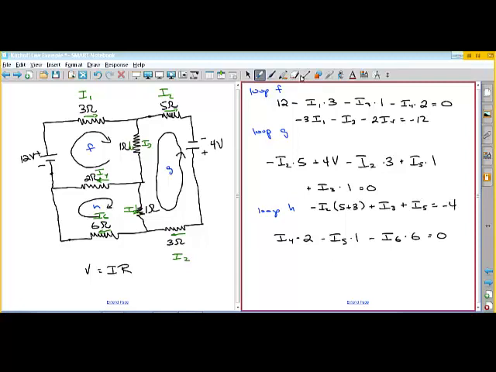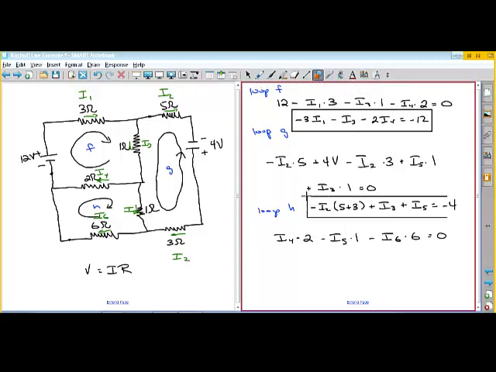Okay, so let me draw some boxes around these things. Got that, got that. And then we have this one. So we have 4, 5, and 6. And we have no voltage because there's no battery in that loop. So we have 2I4 minus 1I5 minus 6I6 is equal to 0.